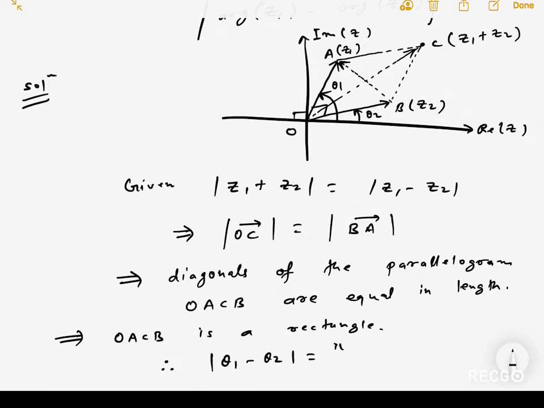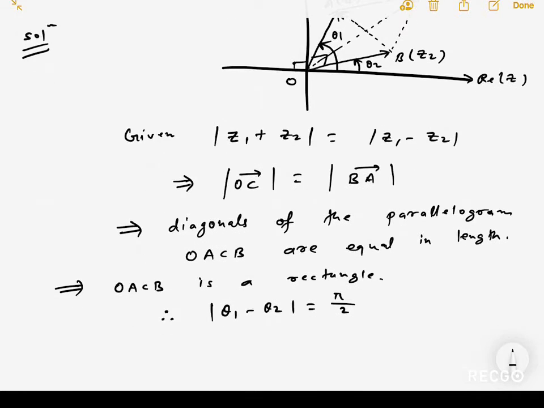Now what is theta 1? Theta 1 is the argument of complex number Z1. As you can see, very simple. Theta 2 is the argument of complex number Z2. So replacing theta 1 and theta 2 by argument of Z1 and argument of Z2, we are now finally getting the answer that modulus of argument of Z1 minus argument of Z2 is equal to pi by 2.